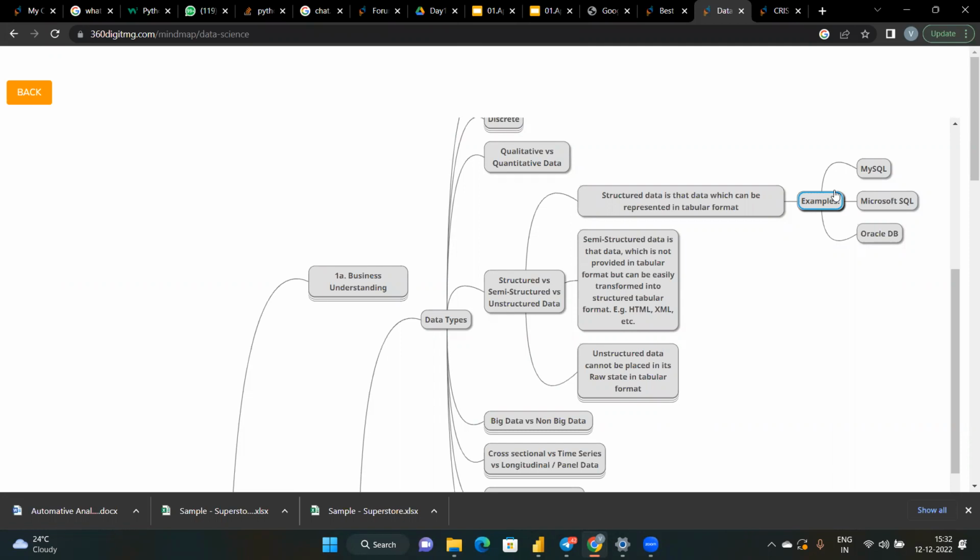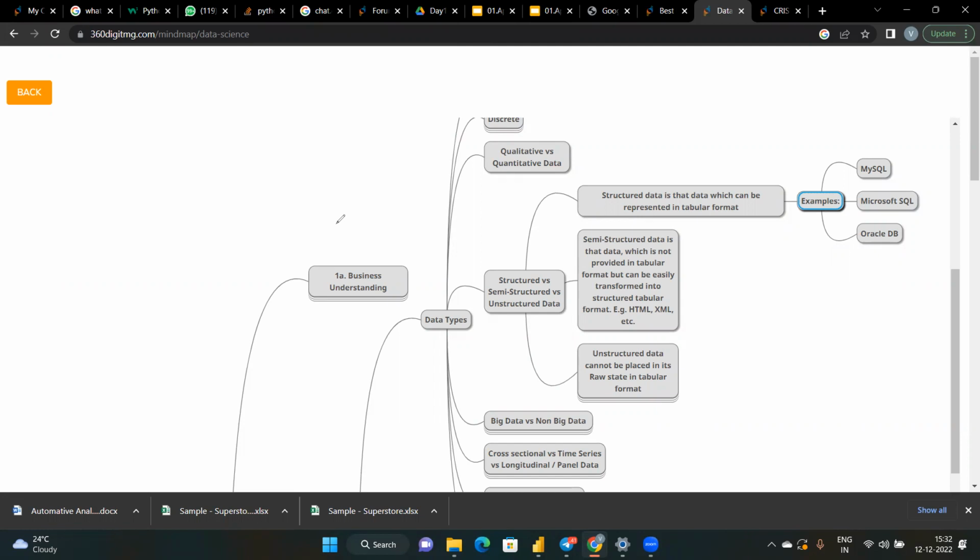Okay, what is semi-structured data? Semi-structured data is data which is not provided in tabular form, not in the form of tabular columns. It is the opposite of structured data, but unlike unstructured data, it can be easily transformed into structured, tabular format. It is not in the tabular format, but it can be easily converted. So what is an example, sir?